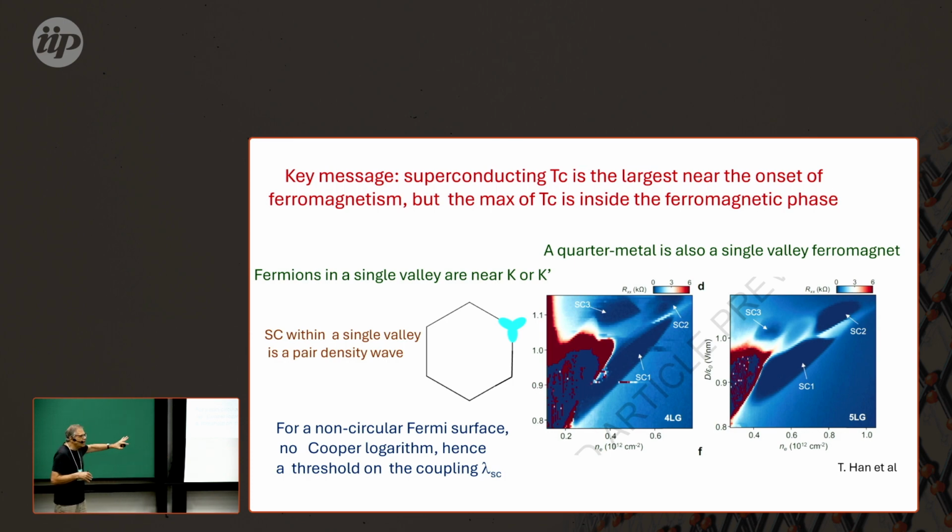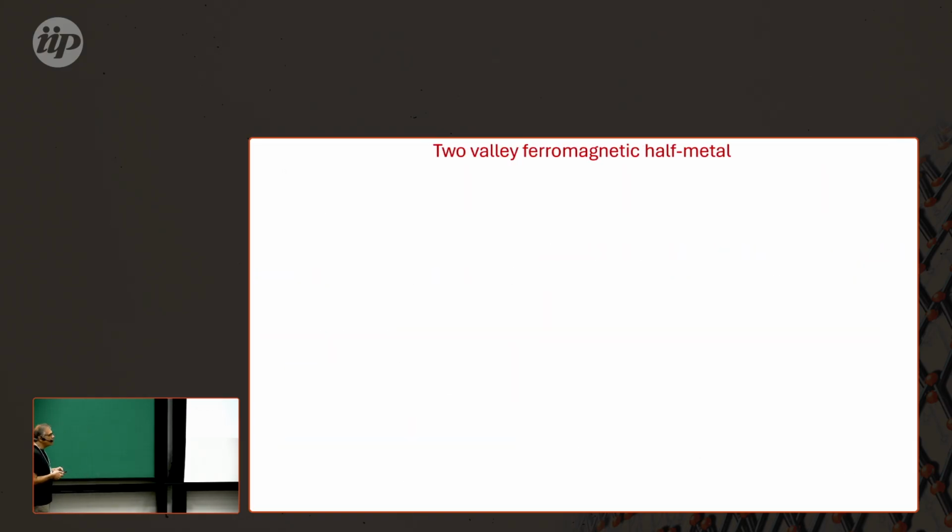So I leave it here because there are other scenarios for how to get superconductivity in this quarter metal state, and Eris will probably talk about one of them. But I want to look now, yeah.